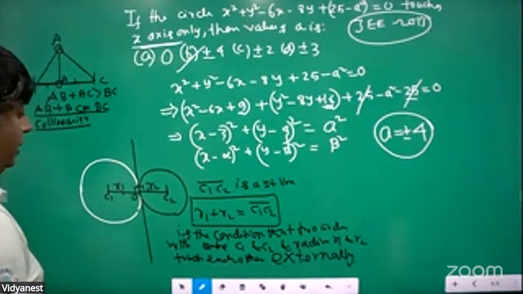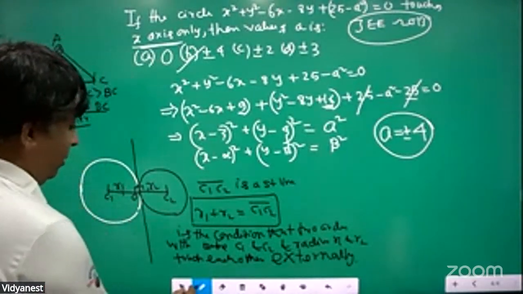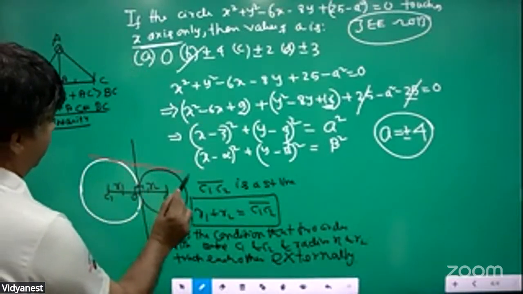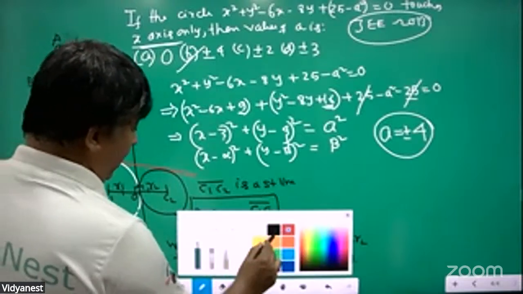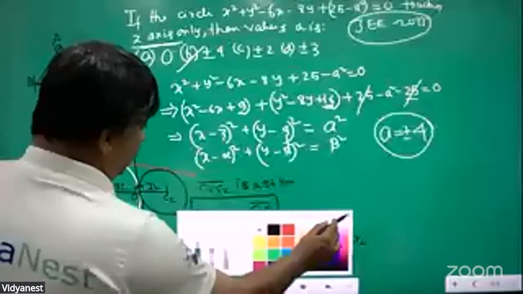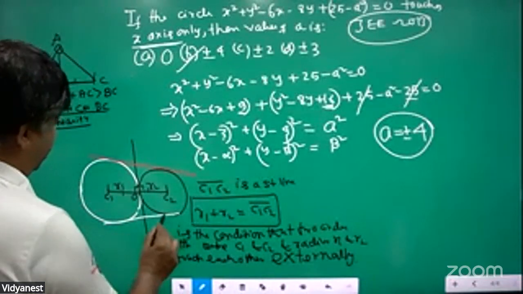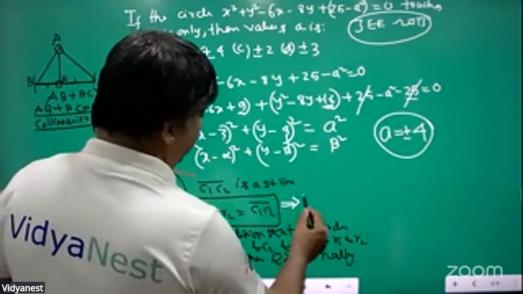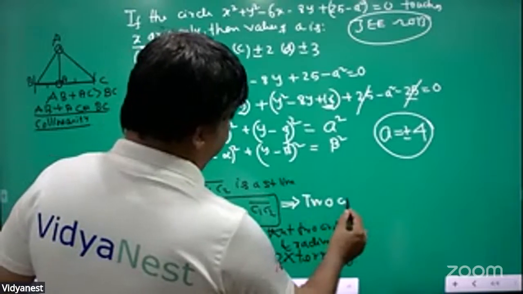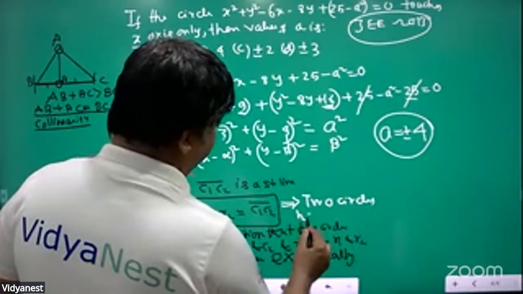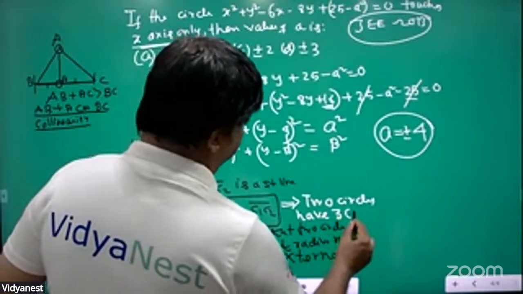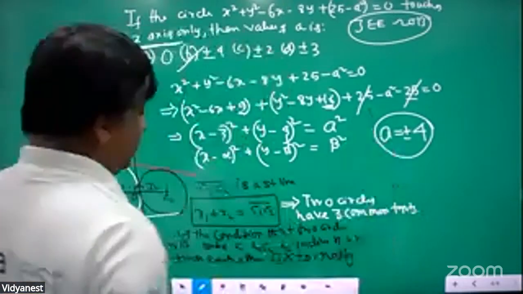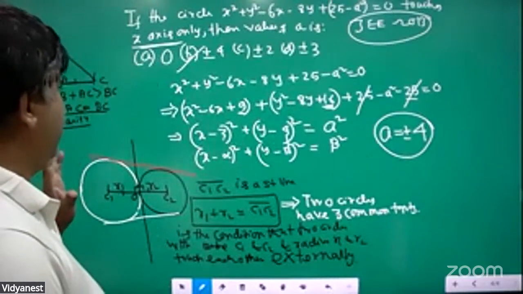That means how many common tangents can be drawn? One tangent already being drawn, another tangent easily we can draw, and one more tangent easily we can draw. So if that condition holds, that means 2 circles have 3 common tangents. So you must be aware of the question.